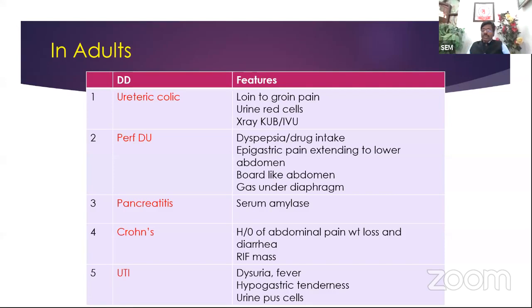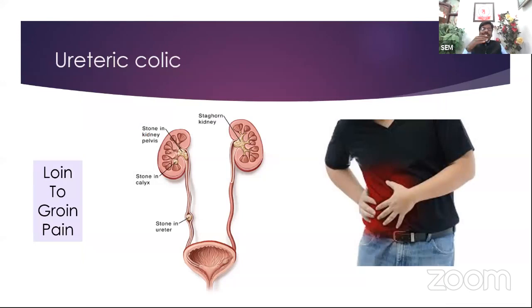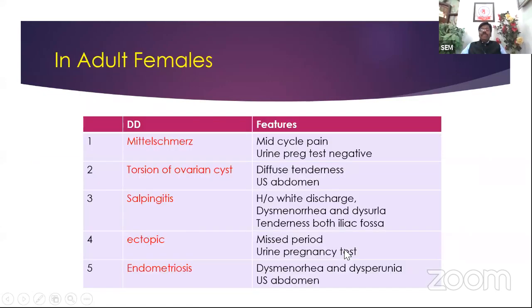UTI also can present like this. A stone in the ureter is the classical one. They will present with this type of unilateral loin to groin pain. What about the lady in the reproductive age group?